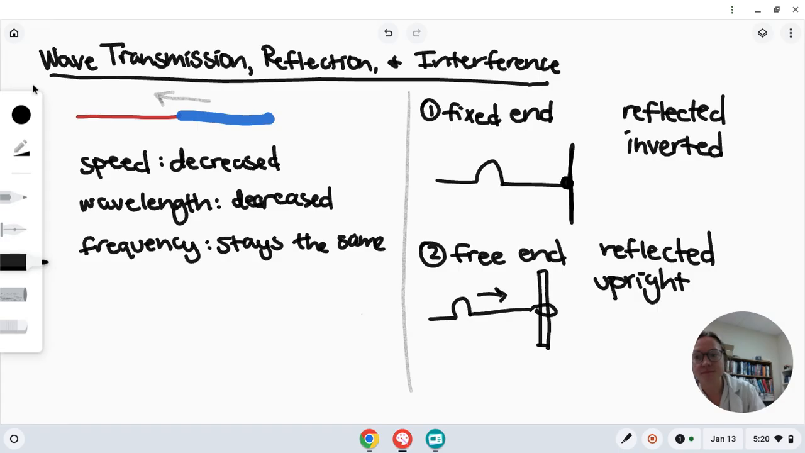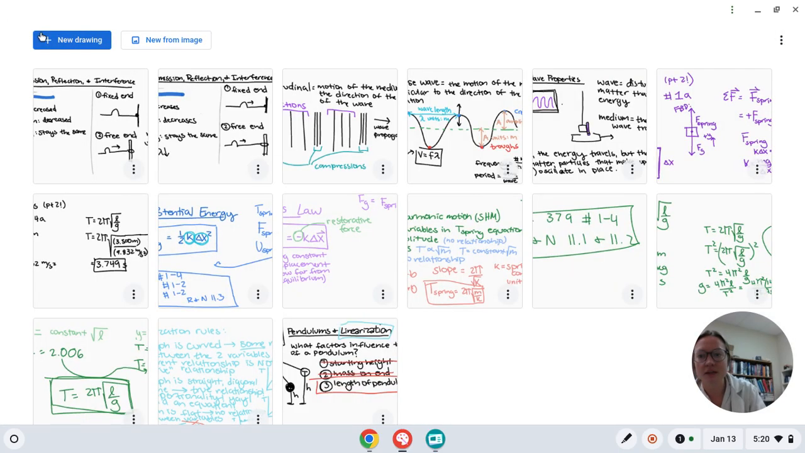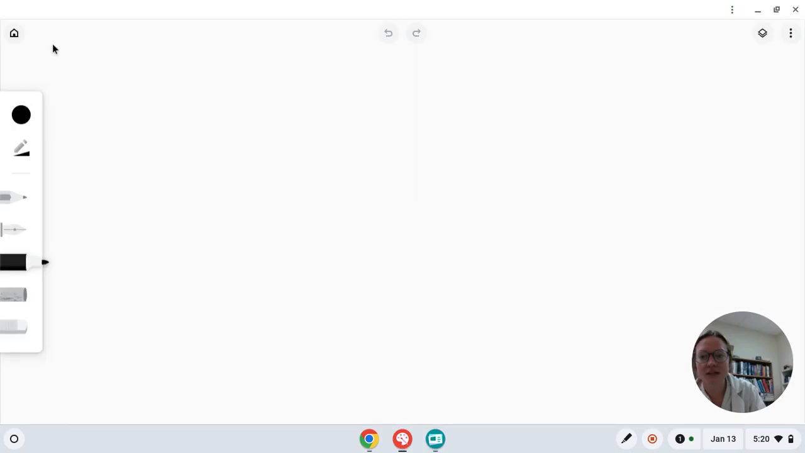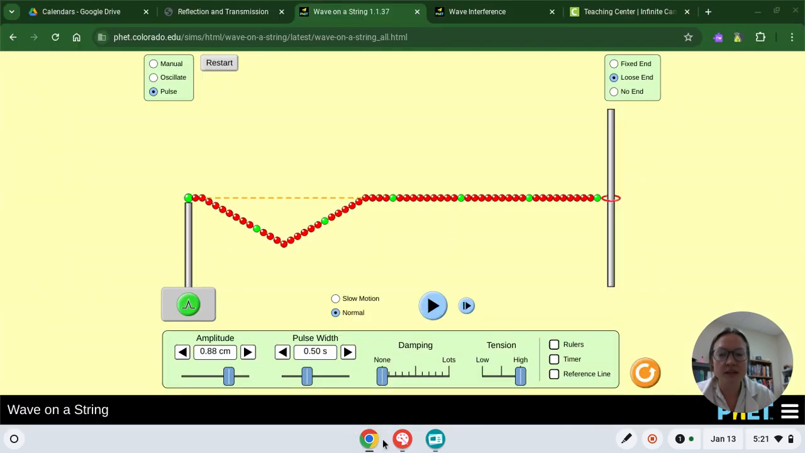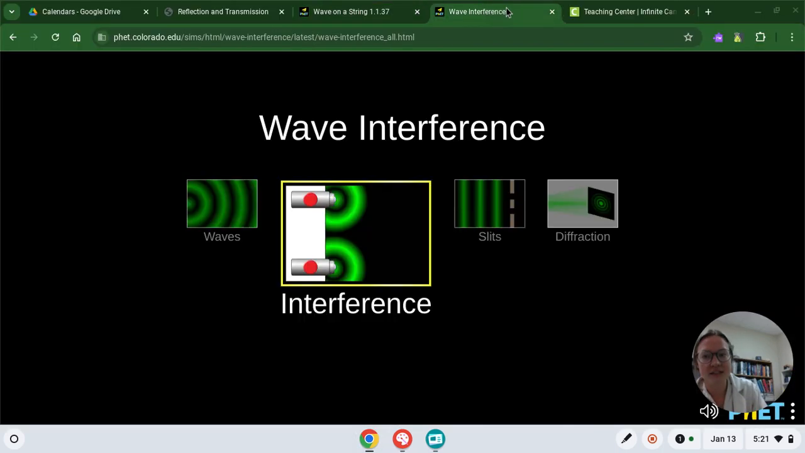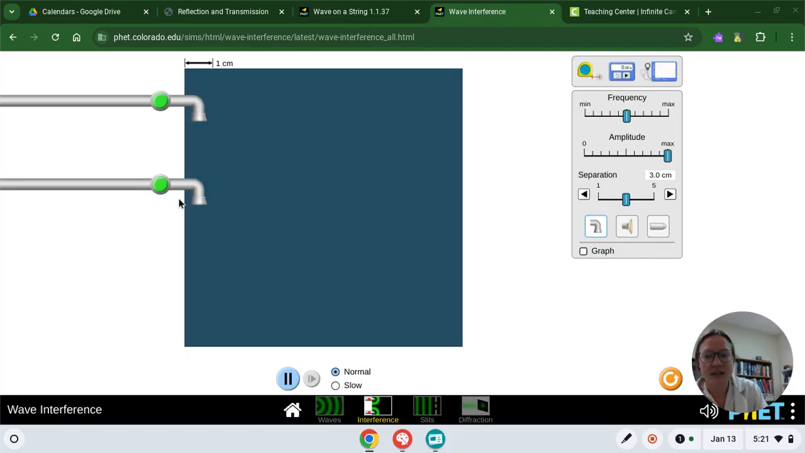And for this, I'm going to pull up a whole new page. Huzzah. Let's talk about wave interference. Now, when we talk about wave interference, it answers the question of what happens when a wave encounters another wave. And we're going to start by looking at a nice little simulation here, once again, of what happens when waves interfere with each other.